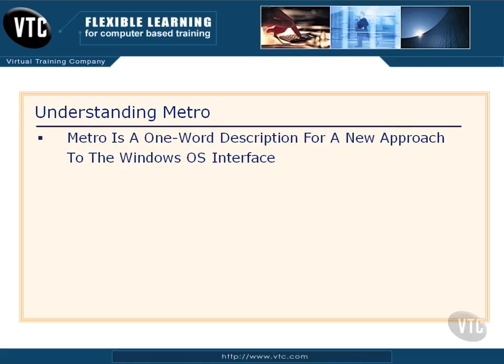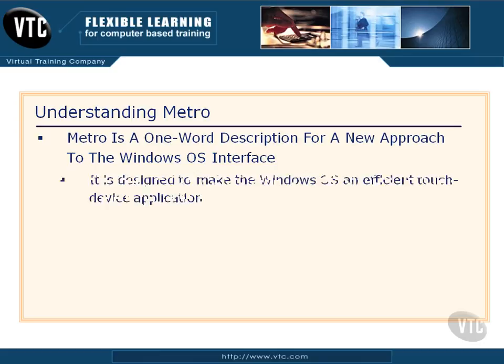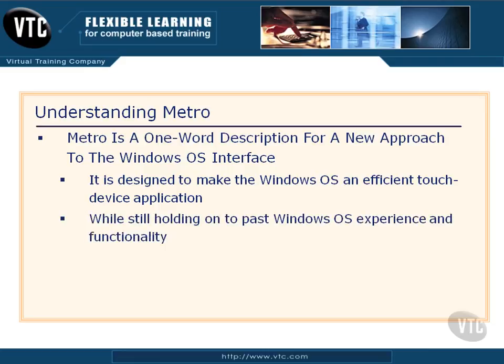Metro is simply a one-word description for a new approach to the Windows operating system interface. It's designed to make the operating system a very efficient, one-screen touch device application. However, at the same time, it'll still hold on to the past Windows operating system experience that you have. A lot of the same functionalities. It still functions just as well with a mouse as it does your fingers.